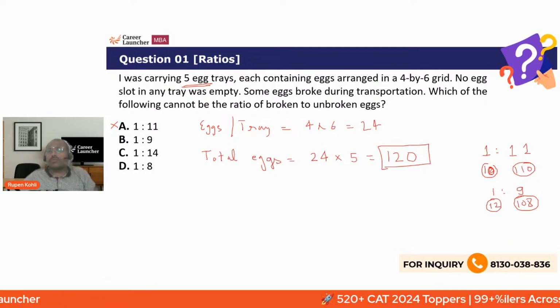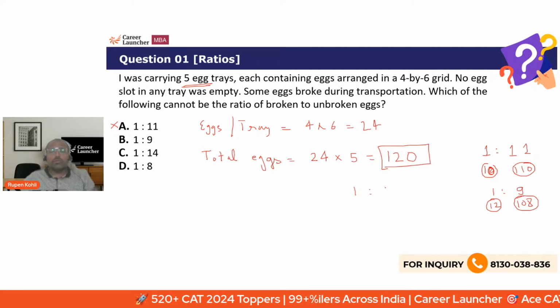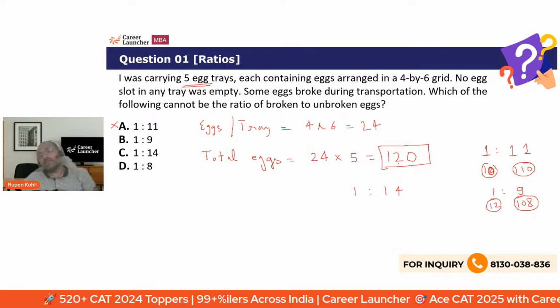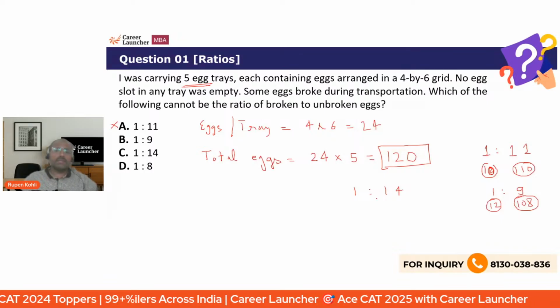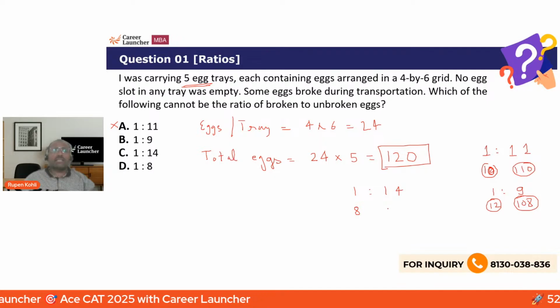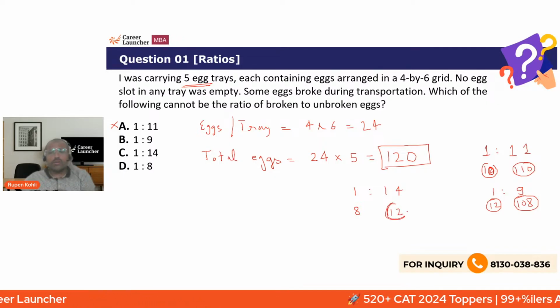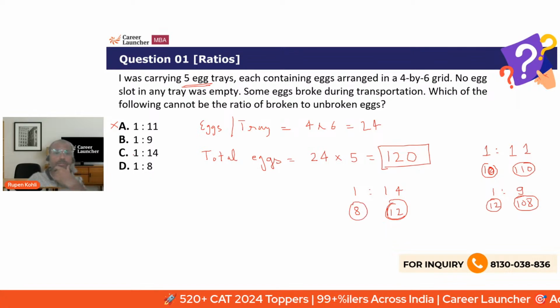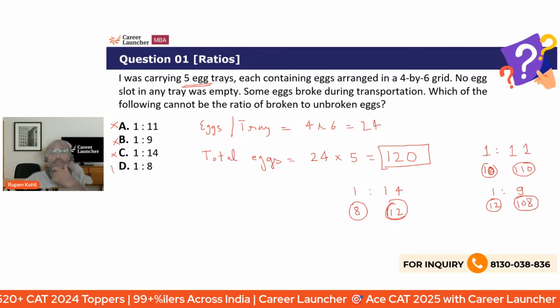What about 1 is to 14? 1 plus 14 is 15. So 15 into 8 is 120. So you can multiply these numbers with 8 to get the actual numbers. So 8 and 112, 14 into 8 and 1 into 8. 112 were fine, 8 were broken. So that is also not my choice. So therefore, that only leaves me with D.